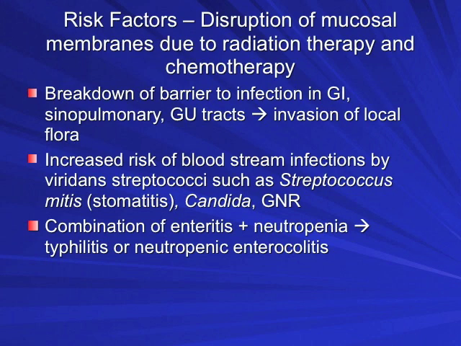And when you have a combination of enteritis plus neutropenia, this is called typhlitis or neutropenic enterocolitis, and here you worry about polymicrobial translocation from the GI tract, including anaerobes.